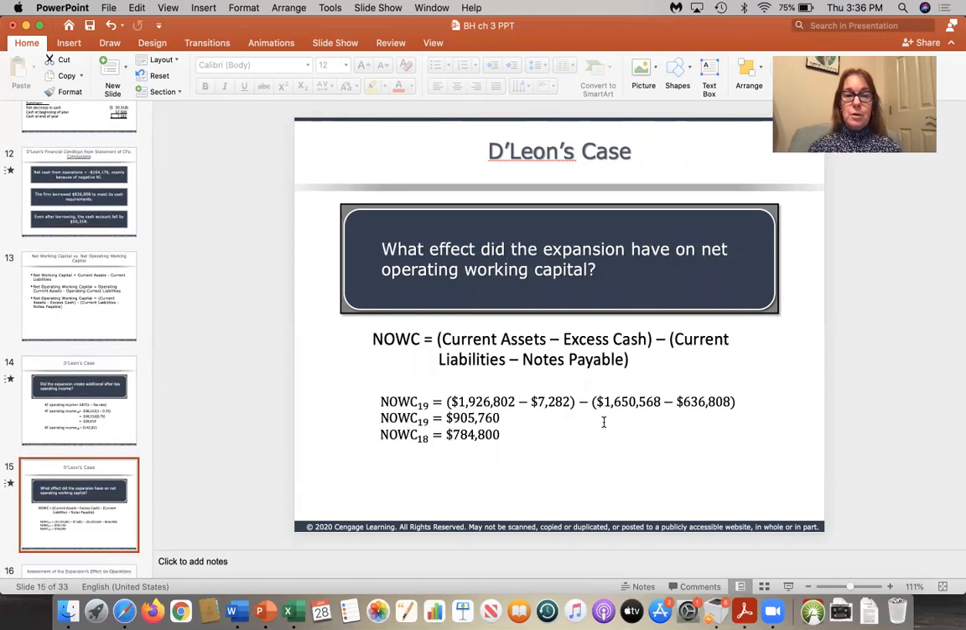Okay, and this is the net operating working capital for this company. So they're taking the current assets minus excess cash. So they're just taking the cash that's on the balance sheet and subtracting that out. And then they're subtracting the current liabilities minus the notes payable. So this is the net operating working capital, 905,760 for 2019. Here it is in 2018.